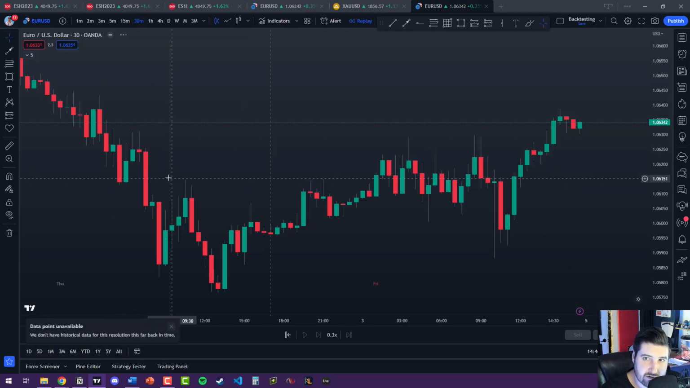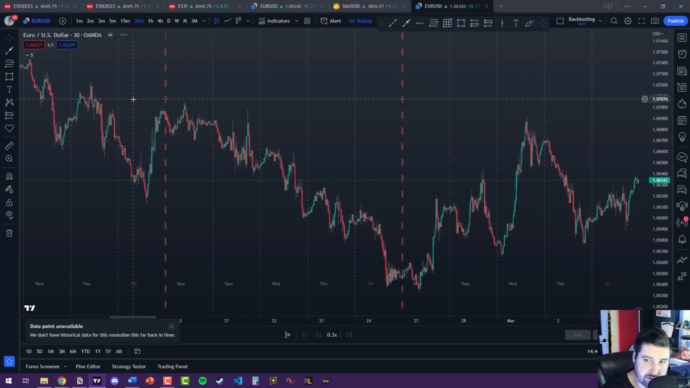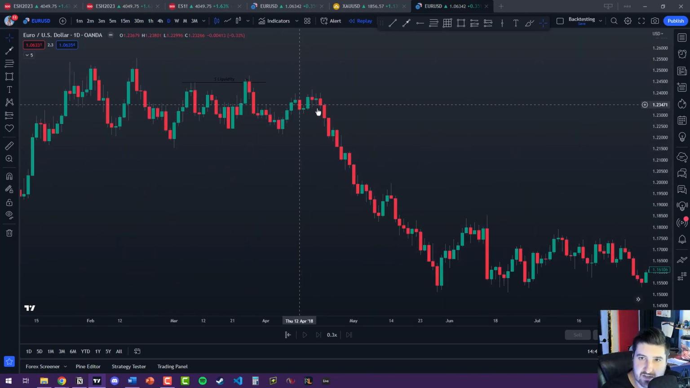Let's go even lower to the 30-minute. We went too far back for the 30-minute to see. There was no data left. But anyways, spend time on the higher time frames, get these areas marked up, break it down in lower time frames, and then you'll start to see which time frame is clearer to understand for you.